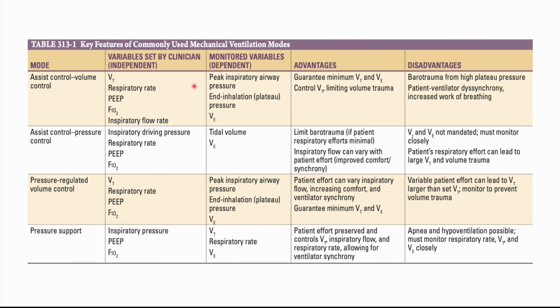So this is the table I was explaining in shorter way. It is given in Harrison. Each mode of ventilatory settings like assist control volume control, assist control pressure control, pressure regulated volume control, pressure support. You can just take a screenshot of it so that it will be helpful. I have explained it before.